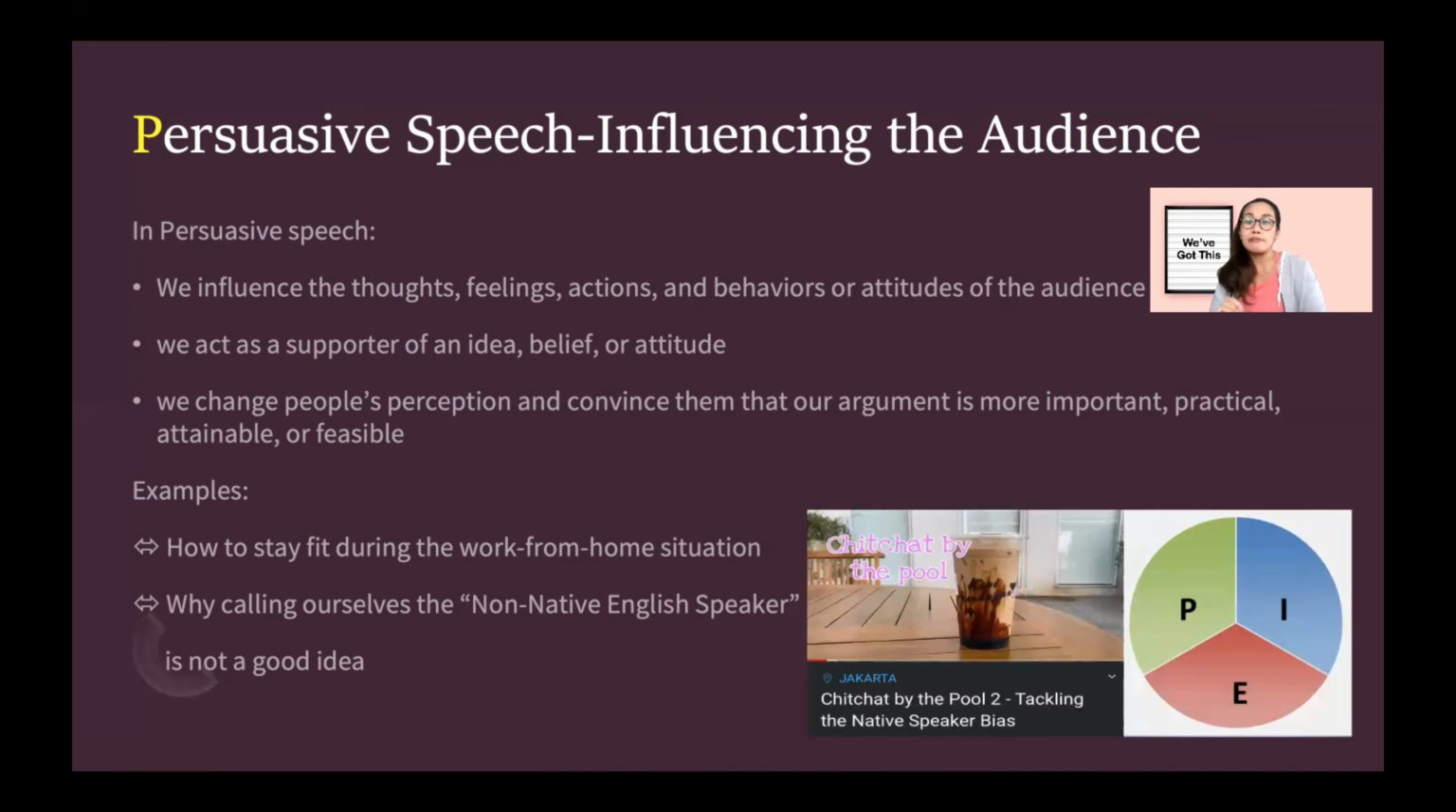How to stay fit during the work from home, learning from home situation. In this speech, you are going to persuade, you are going to share your belief, something that is probably based on your experience that you believe is true, and then you want to share with the audience, persuade them so that they're going to follow what you do to stay fit during the stay home order. Hopefully, those people are going to follow you.